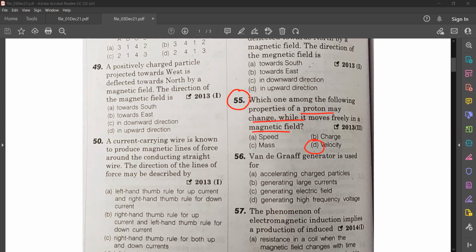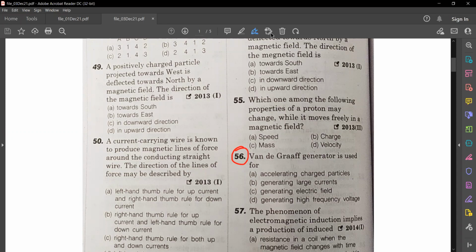See the question number 56. Van de Graaff generator is used for accelerating charged particles, generating large currents, generating electric field, generating high frequency voltage.